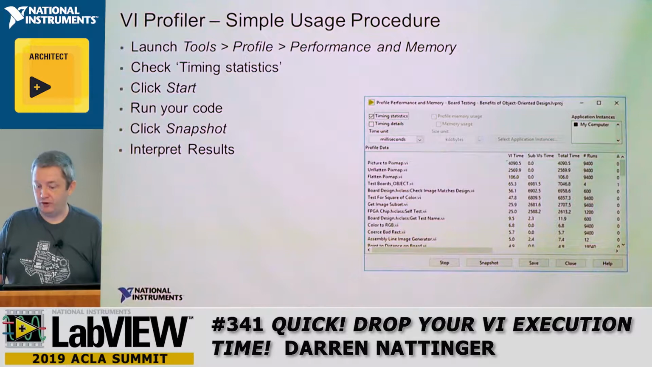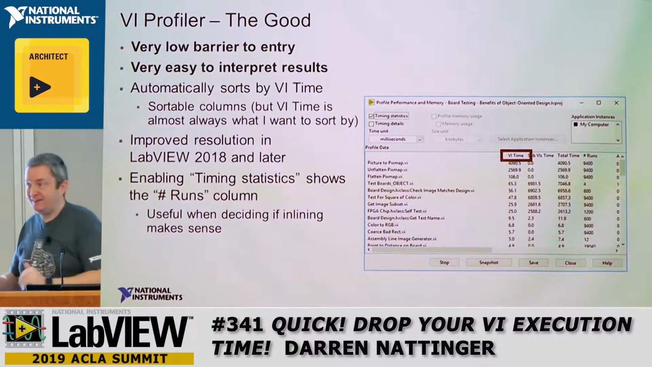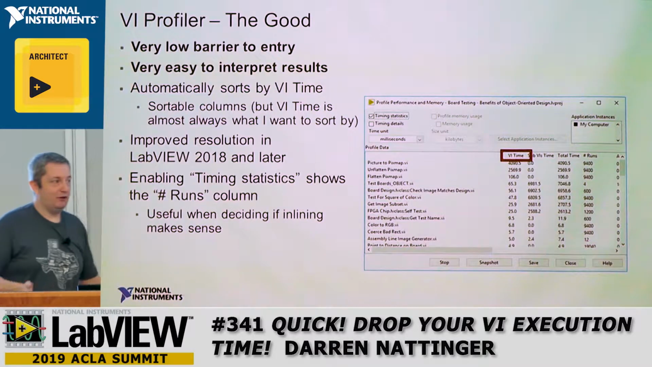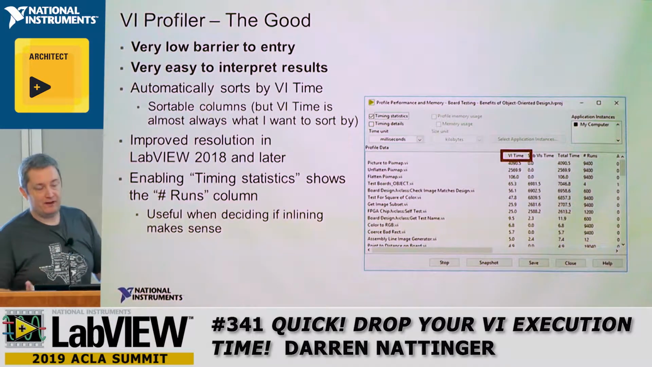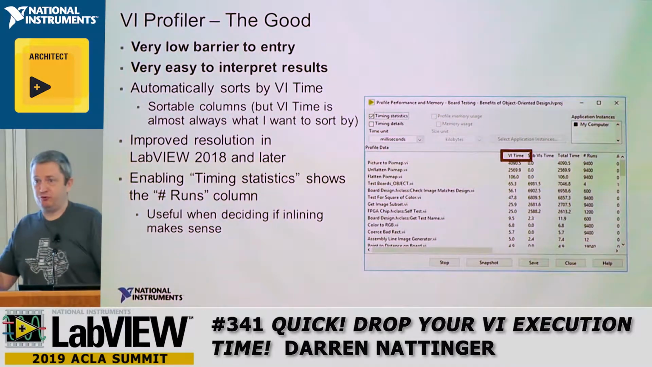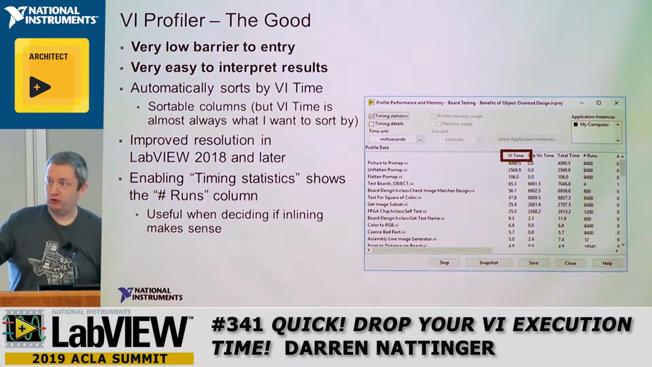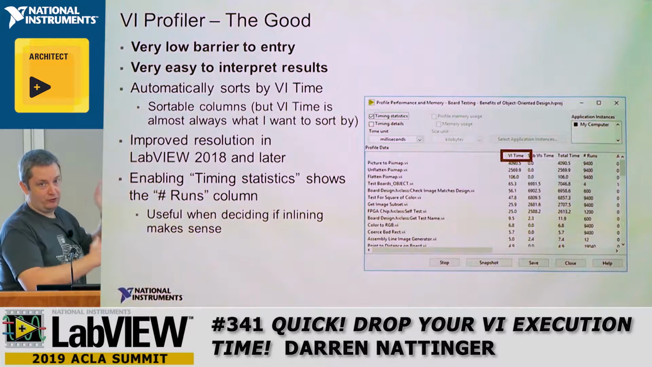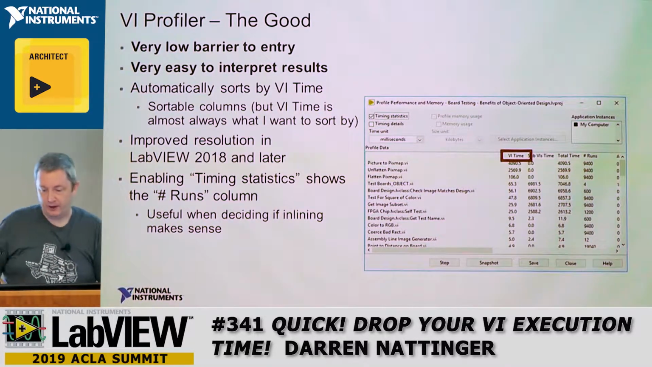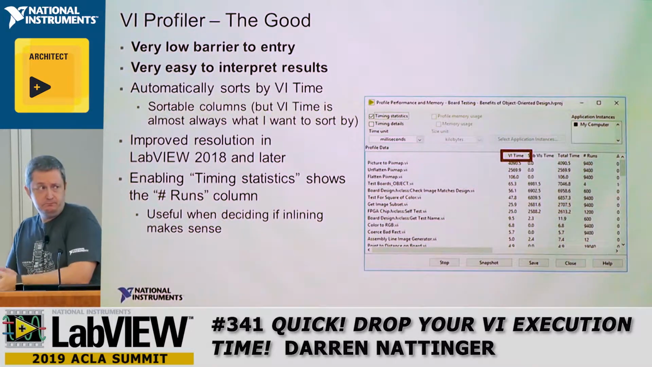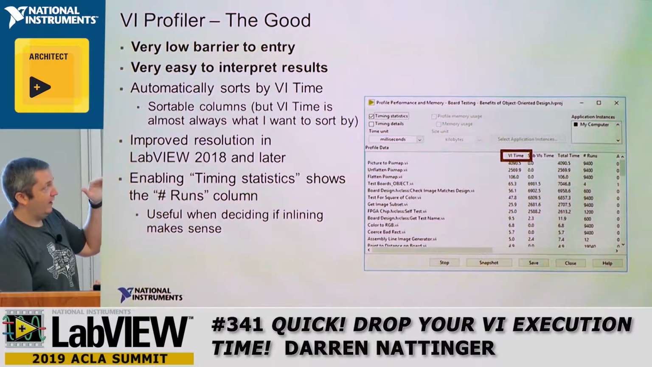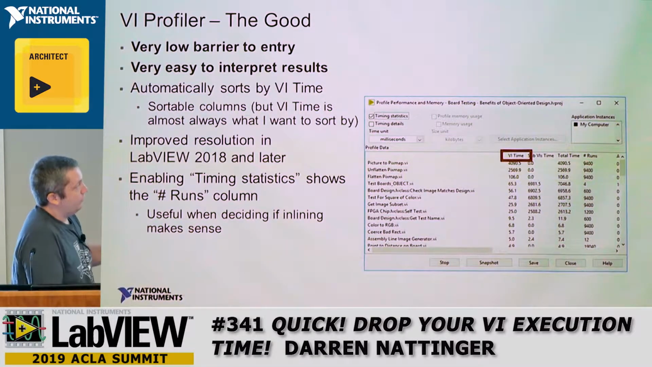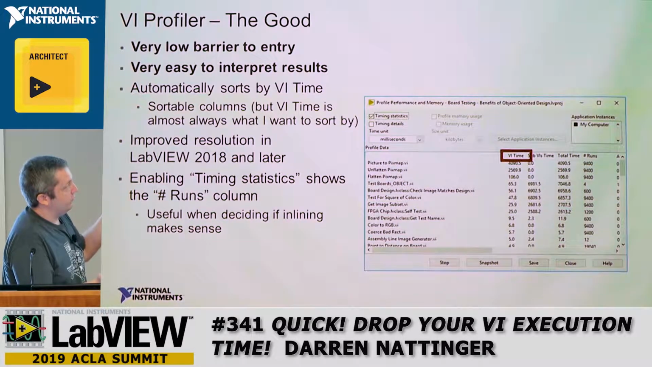That's it. Very simple. In fact, that's the best thing about the profiler, it's low barrier to entry. Anybody can figure out how to use this thing to see how fast their VIs are running. The Desktop Execution Trace Toolkit is great. It is harder to get started using that thing than it is to use the profiler, which is why the profiler is my go-to tool for figuring out execution time. By default, the tool will sort your VIs by how long they took to run. You can sort by other columns, but I almost never do. I almost always just leave it with the default sort.